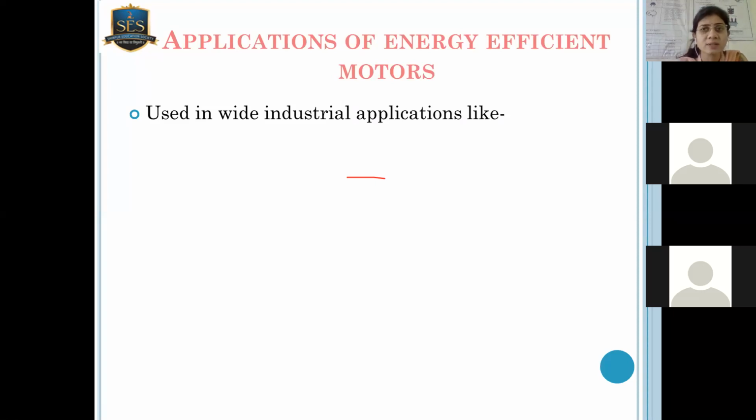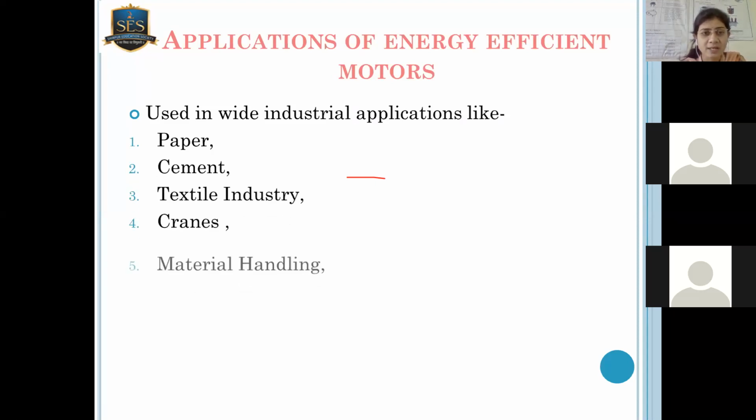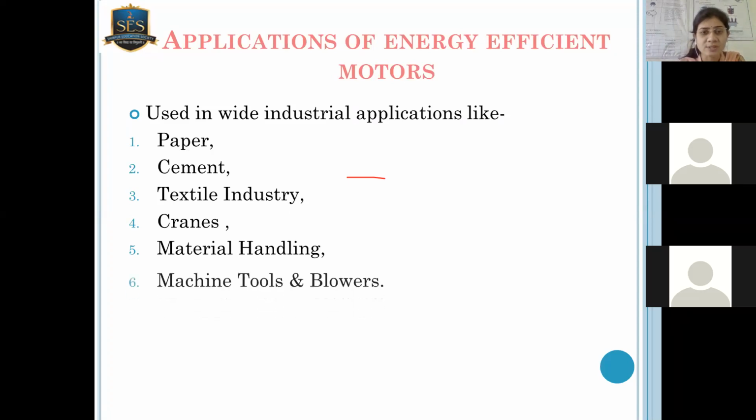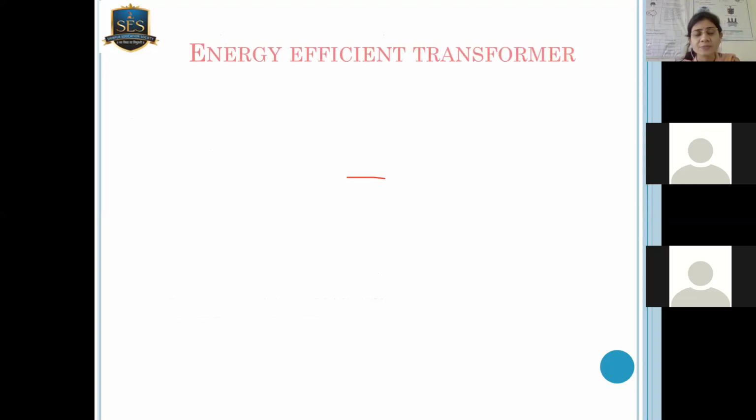And the last point of the energy efficient motor is application. These energy efficient motors can be utilized for applications like paper industries, cement industries, then textile industries, cranes, material handling, or tool manufacturing companies. In that kind of application, we can use the energy efficient motor. If any doubt, you can ask about the energy efficient motor. Any doubt?